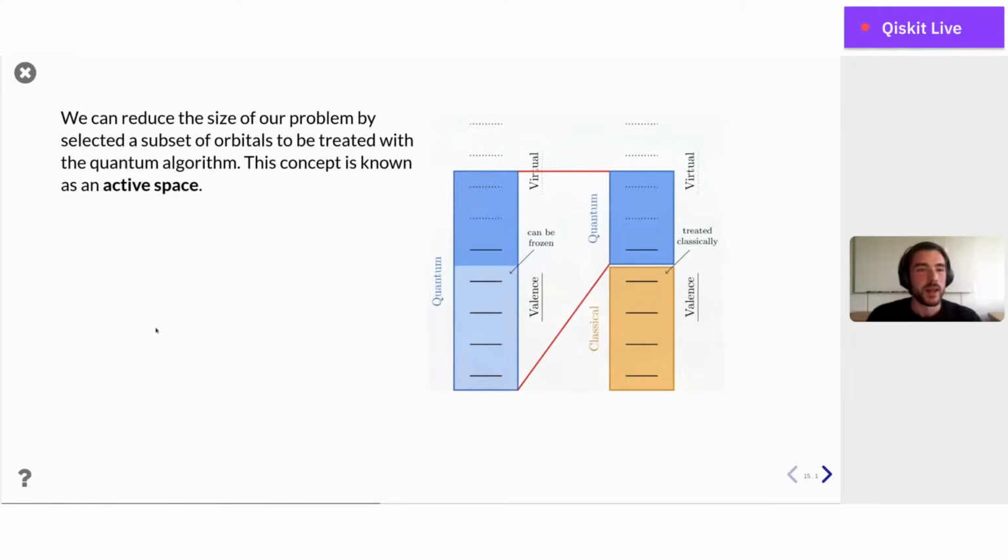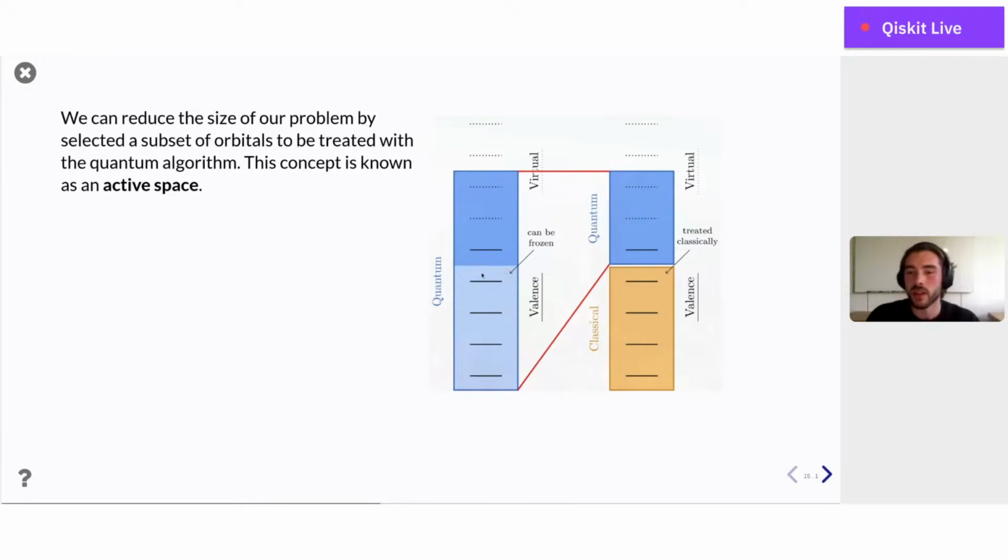Now, 14 qubits is actually quite a feat to simulate. So what we can do instead is decide to only look at a subset of the orbitals in our system. This concept is known as an active space. What I'm showing here on the right-hand side is a very abstract representation of orbitals, the solid lines being ones which are occupied and the dotted ones being ones which are virtual or unoccupied. And let's say we only want to map this blue box onto the quantum space.